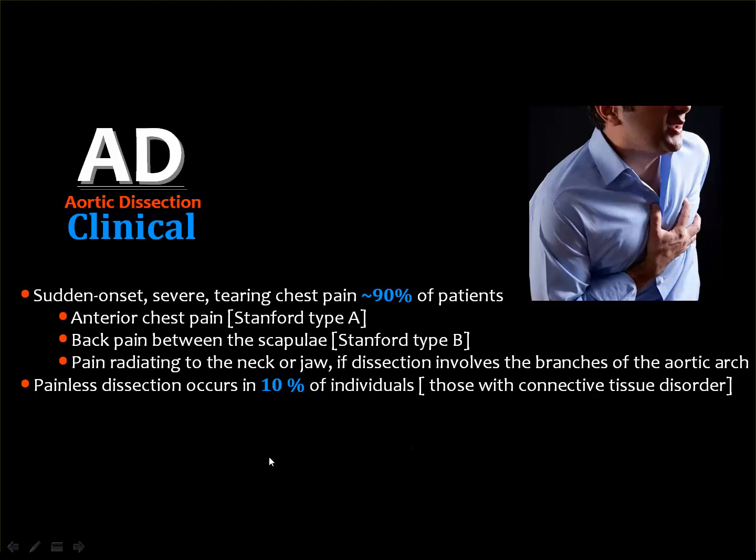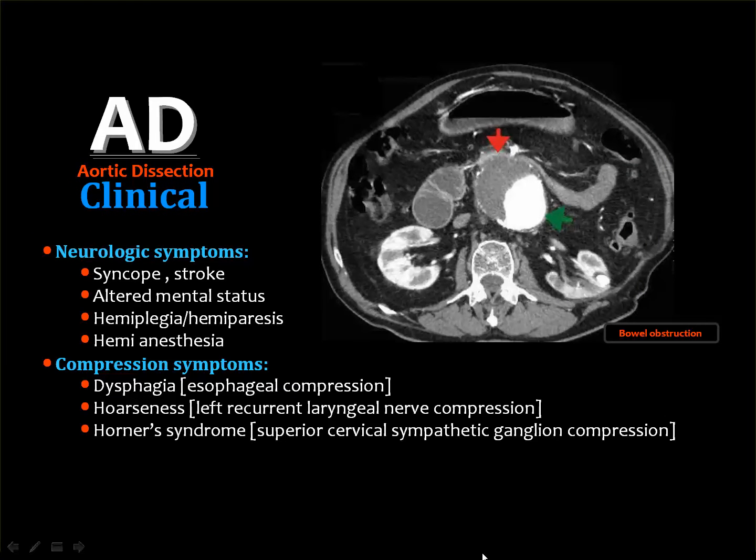The clinical presentation is in the form of acute severe tearing chest pain in most of the cases. This pain is anterior whenever the ascending aorta is involved and is posterior in cases of involvement of the descending aorta. Pain radiates to the neck and jaw if the branches of the aortic arch are involved by dissection. Sometimes there is no pain, in 10% of the patients with connective tissue disorders.